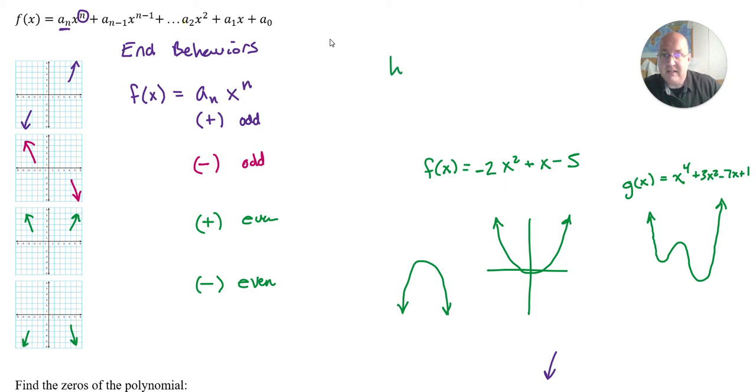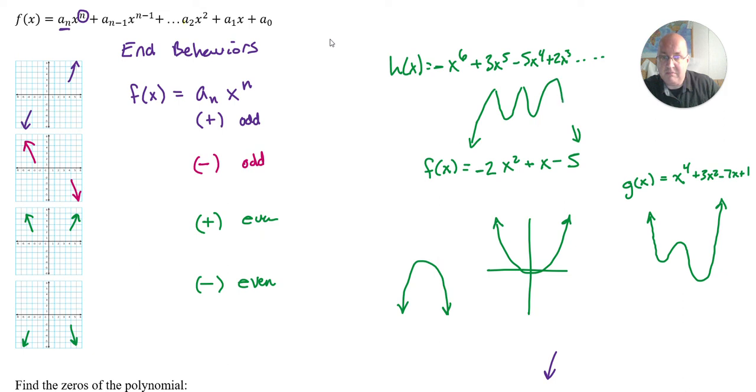So h of x is x to the 6th power plus 3x to the 5th power minus 5x to the 4th power plus 2x to the 3rd power, right? And you just keep on going. The graph, I don't know what the graph is going to look like in the middle, but if it's negative in front, it's going to go down to the left, down to the right, and it might go up and then down and then up and then down.